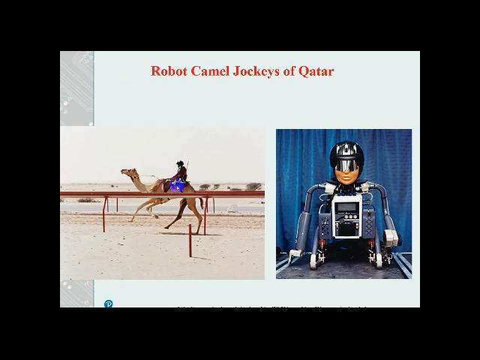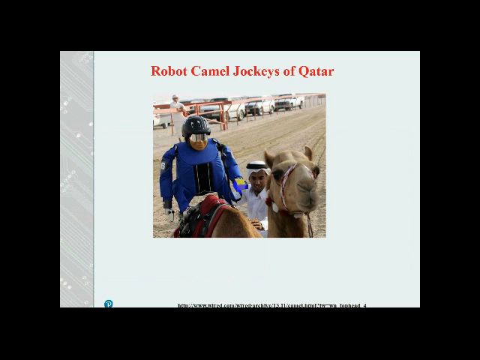35 pounds of aluminium and plastic, a 400 megahertz processor running Linux and communicating at 2.4 gigahertz, GPS-enabled, with heart rate monitoring of the camel. That is a robot camel jockey of Qatar.